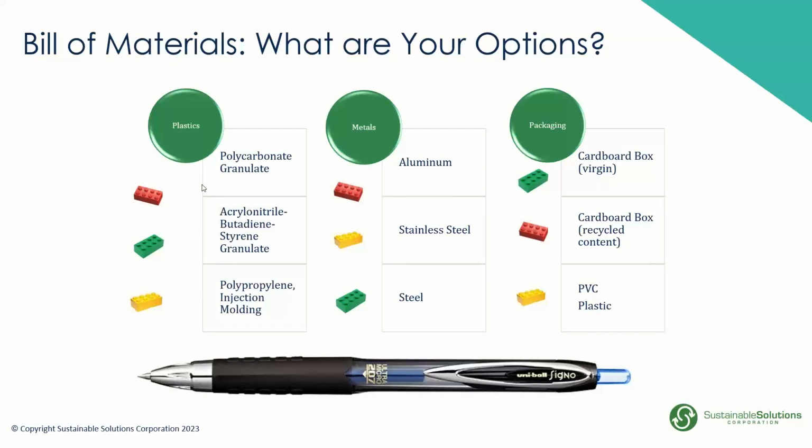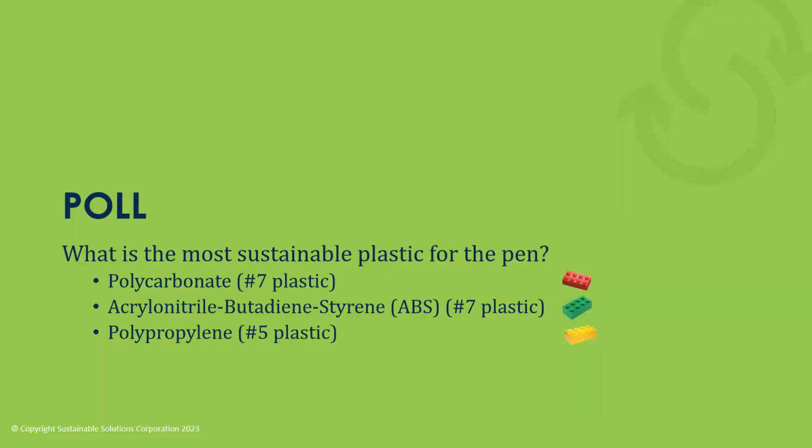So I want you to decide, I'm going to select plastics now. I have 3 choices. I can pick polycarbonate, acrylonitrile butadiene styrene, which is ABS, or polypropylene. These are the different ways you would get them made. I can choose metals. I could choose aluminum, stainless steel, or steel. I could choose cardboard for my packaging, virgin cardboard or recycled content, or PVC plastic to package it in. So we're going to start out with plastics, and I'm going to roll here.